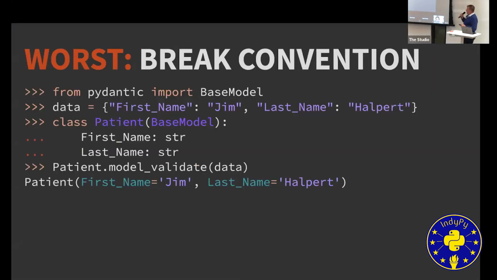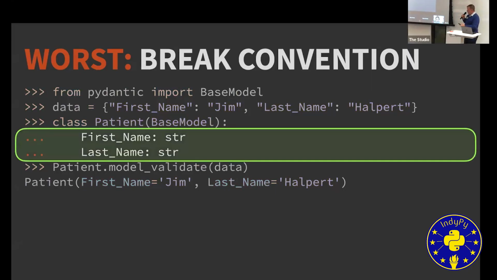Let's take a look at what we might do if we didn't know about aliases. So we could just mimic the same casing structure in our model. Why would this be bad? Well, we're going to see this. This is going to be a recurring theme tonight. It's allowing the complexity from the data to seep into our code. And so that means any code that interacts with our patient is also going to have to use these kind of non-Pythonic naming conventions, case conventions.